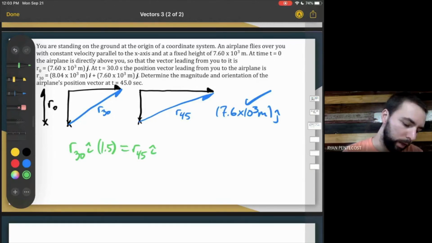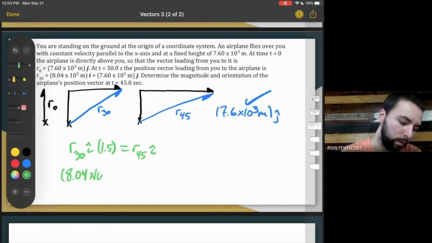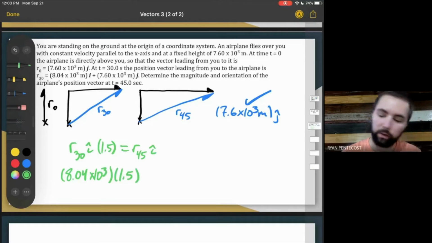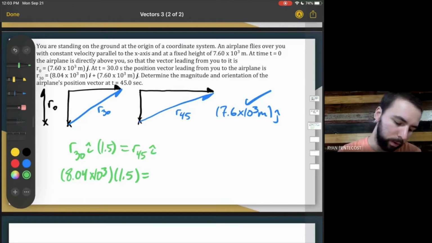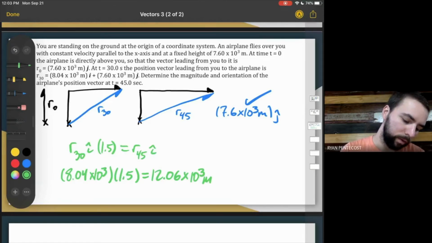So we will take 8.04 times 10 to the third, multiply that by 1.5. And I already did that math somewhere. Oh, there it is. 12.06 times 10 to the third meters. So that is now our i component for r45.